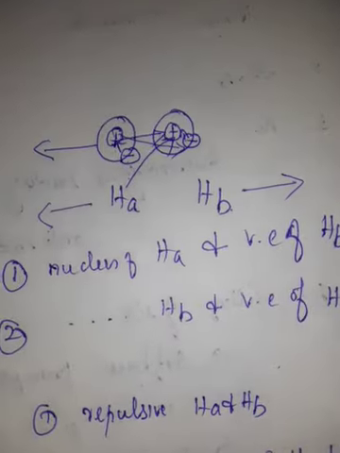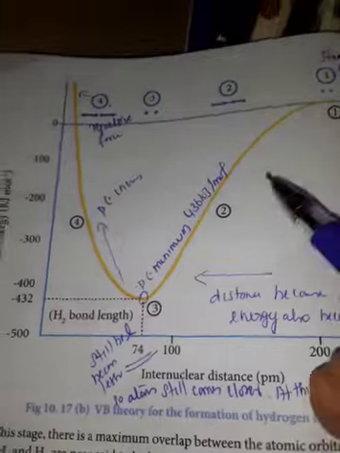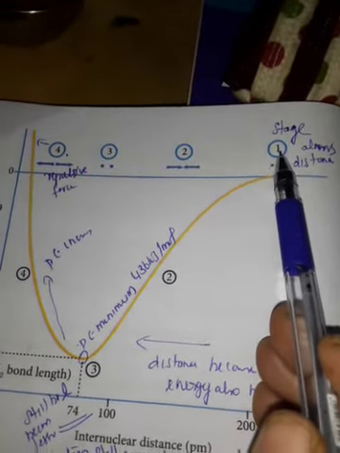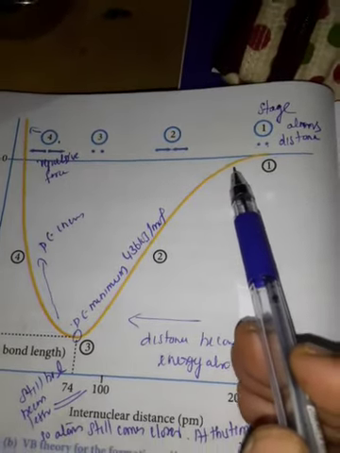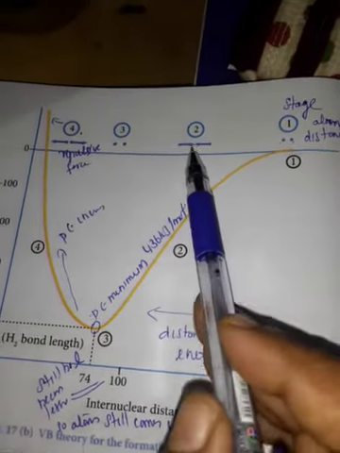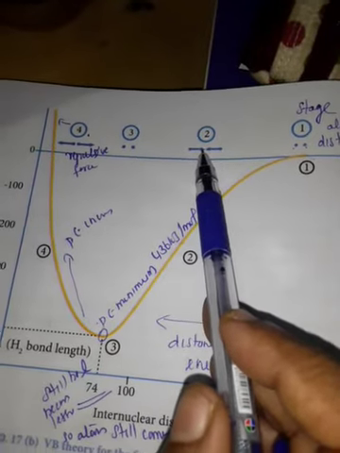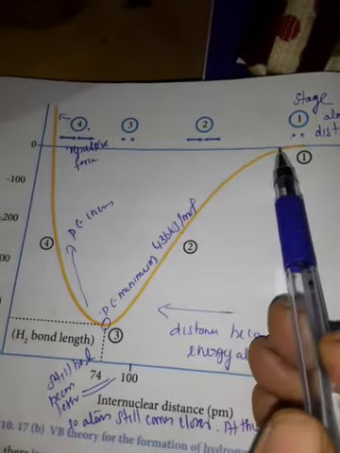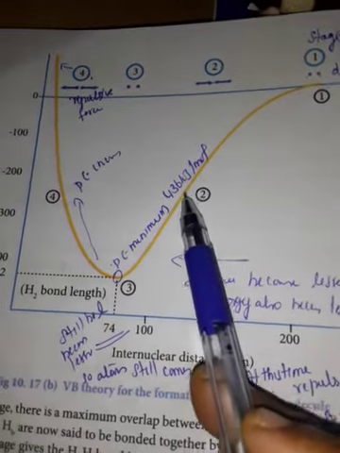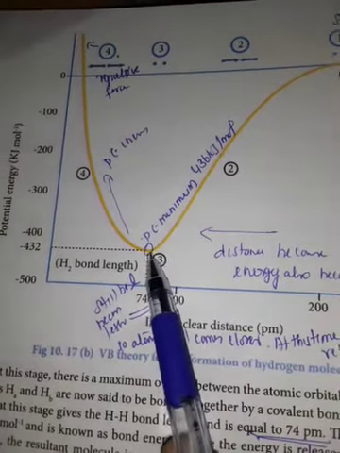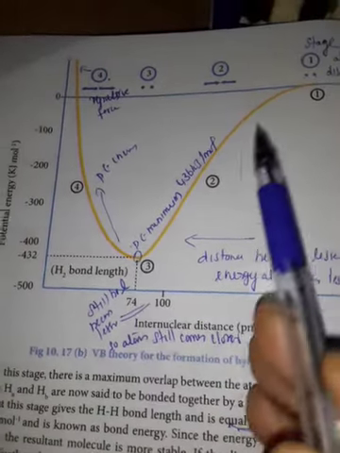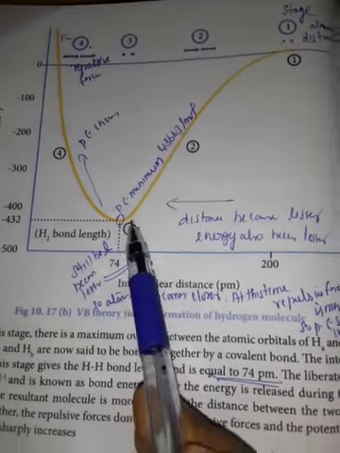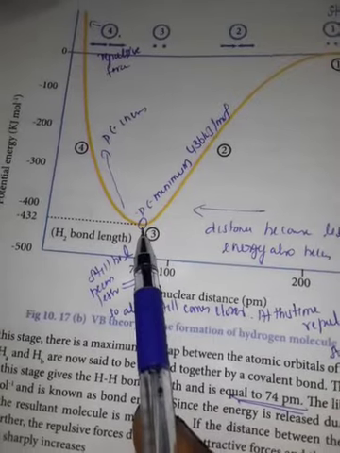Now we can see a graph. The two hydrogen atoms are at a distance, stage 1. As they come closer, the potential energy decreases. This is due to the attraction. This is the graph and it reaches a minimum. When the distance becomes lesser, the energy also becomes lesser and the potential energy reaches a minimum.